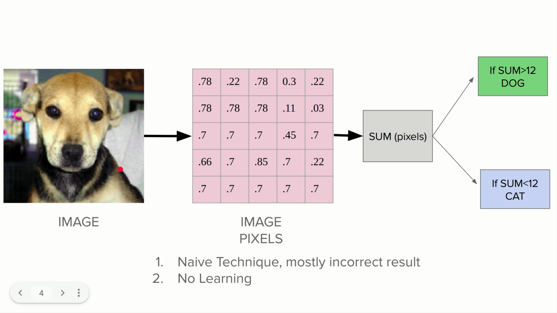You can obviously see certain challenges with this algorithm. This is a very naive algorithm, not a very complex one. So there is a very good chance that we'll be getting incorrect results in most of the cases. That is the first thing. The second thing is that there is no learning in this algorithm. What does learning mean? I'll try to cover that in the upcoming slides.